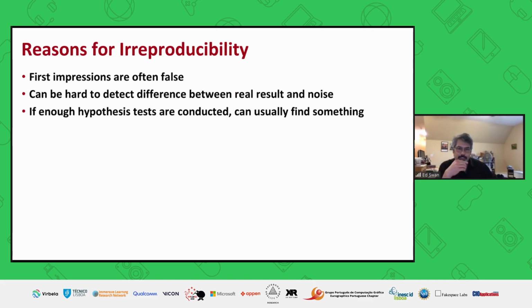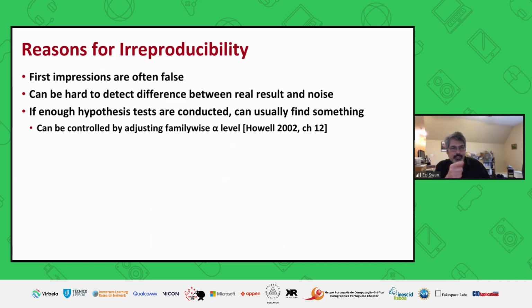This is related to another point that was made on the Discord. If enough hypotheses are conducted, you can usually find something. That's true. If you run a whole series of tests in an experiment, some are going to show up as significant just by chance. This can be controlled by adjusting something called the family-wise alpha level. And I'm just citing the stats book where I first read about that.